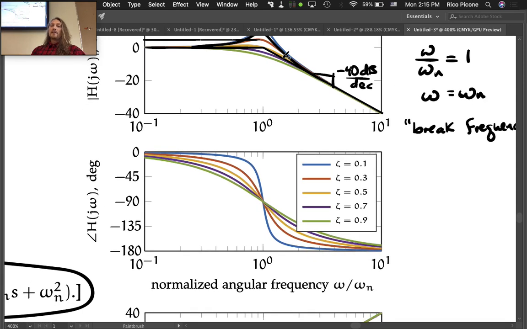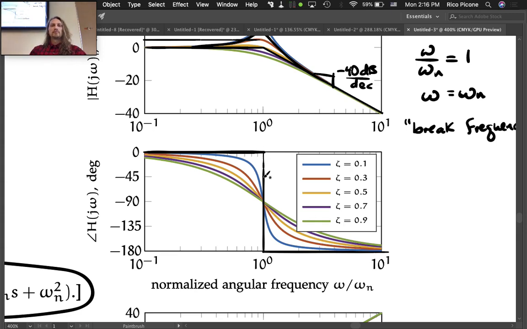So then the phase: the straight line approximation that we make for the phase is that we start off at 0 phase, and then at the break frequency we draw, sort of like a construction line, a straight line down to negative 180, and then we flatline it there. Not a great approximation unless zeta is very, very small. If zeta is very, very small, then we have a pretty good approximation by just this step.